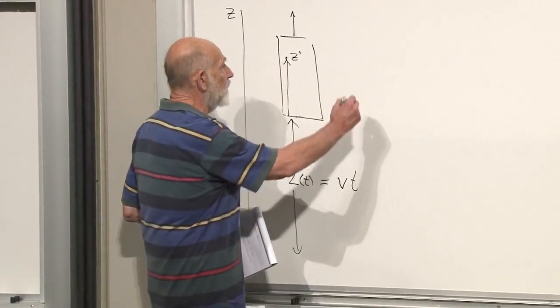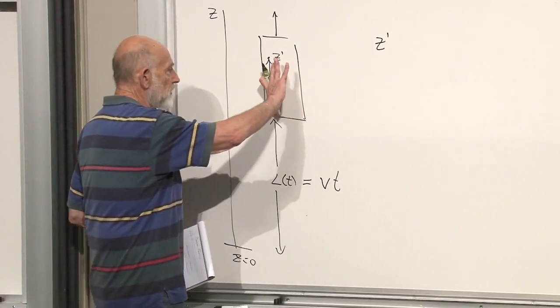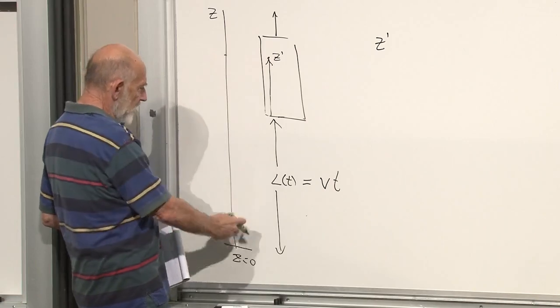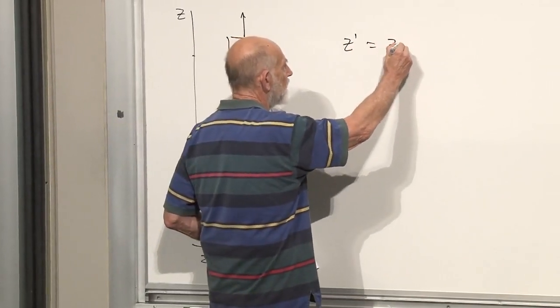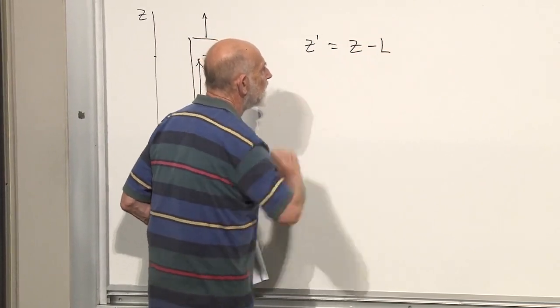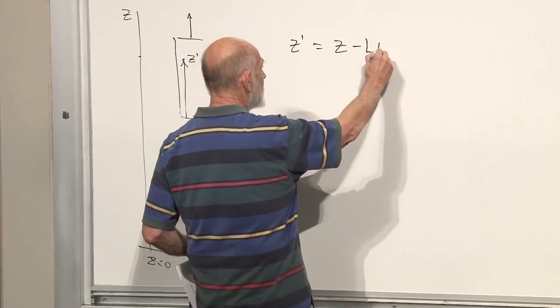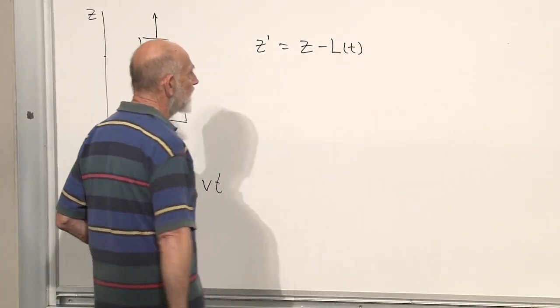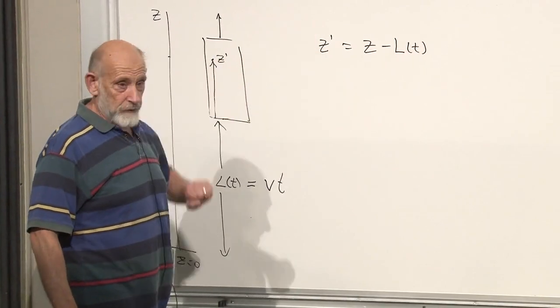And then we can write down what the connection between z prime and z is. Z prime, this distance, is just z minus L. Now, L is a function of time, so it's z minus L of t. If we know what L of t is, this is a kind of coordinate transformation.